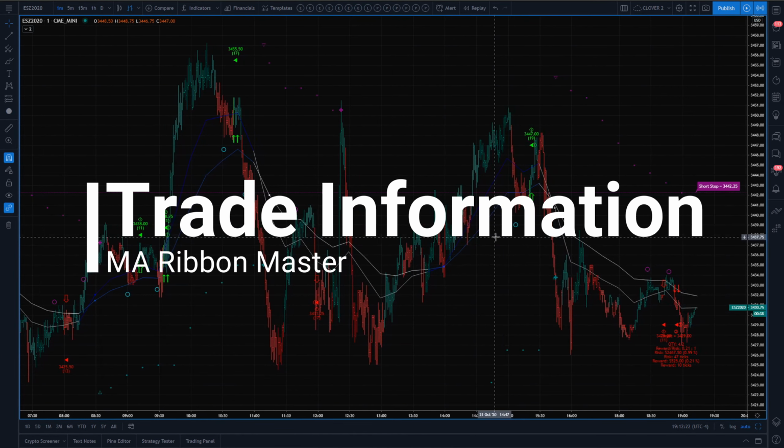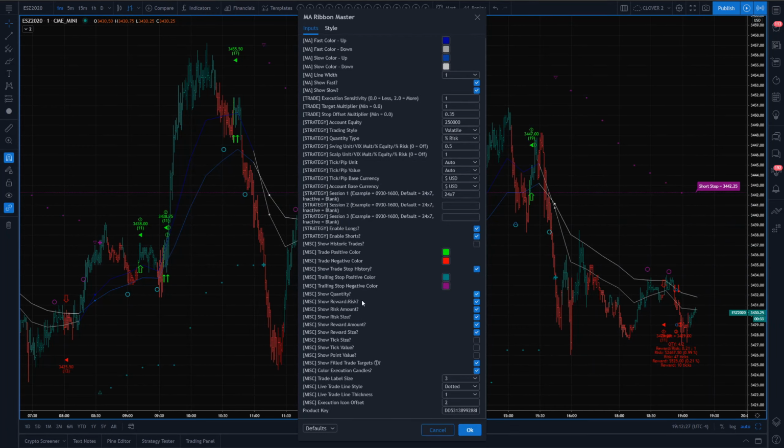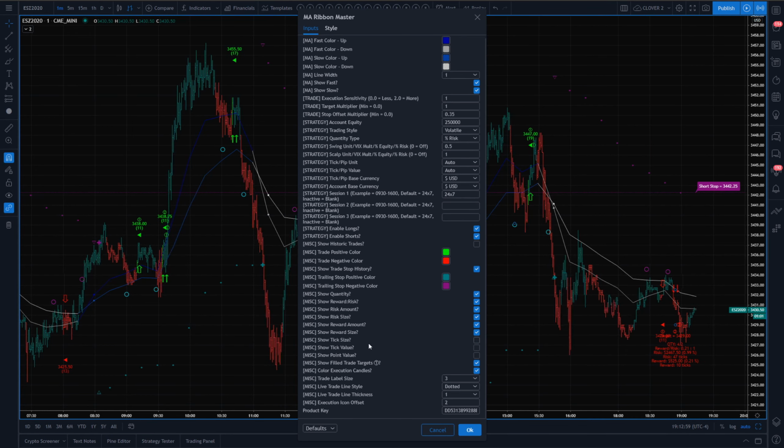So the trade information that is shown is all of this stuff right here, all the show options in the miscellaneous category. Show the quantity, show the reward risk, the risk amount, risk size in ticks or pips, depending on if you're on Forex or futures or whatever you're dealing with. Reward amount is always in dollars, or whatever currency the account is. The reward size, also in ticks. Tick size, tick value, point value. These are more of just gut checks for if you're dealing with the right information for the ticker that you're dealing with.